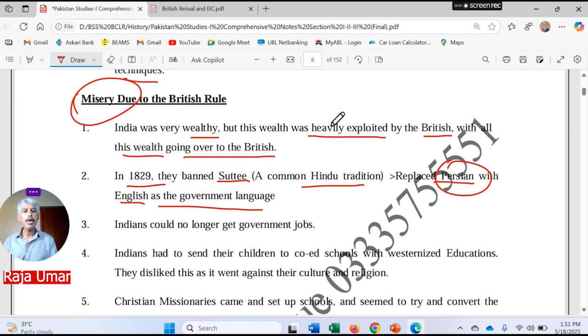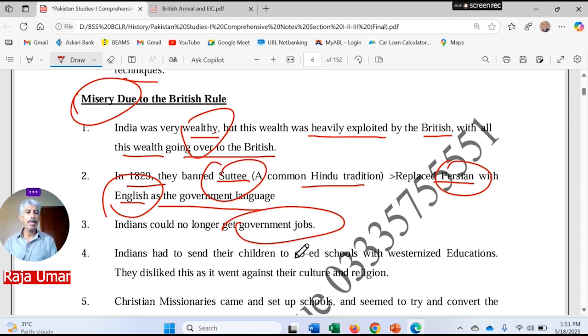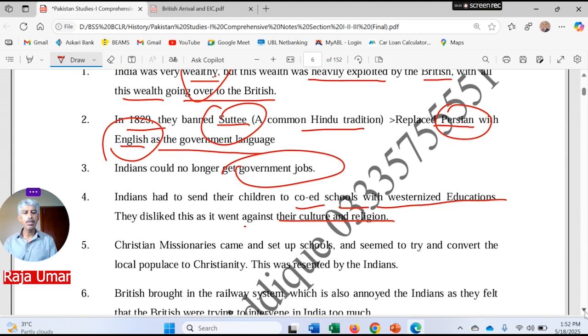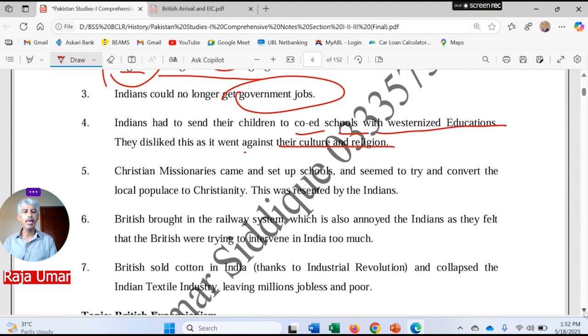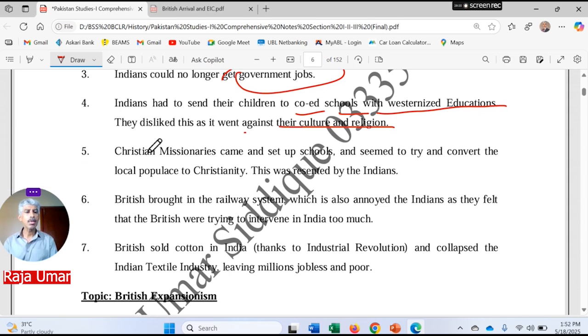Number one, they looted the wealth of the subcontinent. They banned the Hindu traditions and practices, and they imposed their own language. Indians could no longer get government jobs, so that was another misery for them. Indians had to send their children to co-education schools with westernized education. They disliked it as it went against their culture and religion in the subcontinent, if we talk about the Muslims. So it means that all the things were going against the will and wish of the people of the subcontinent, and the things were not under control.